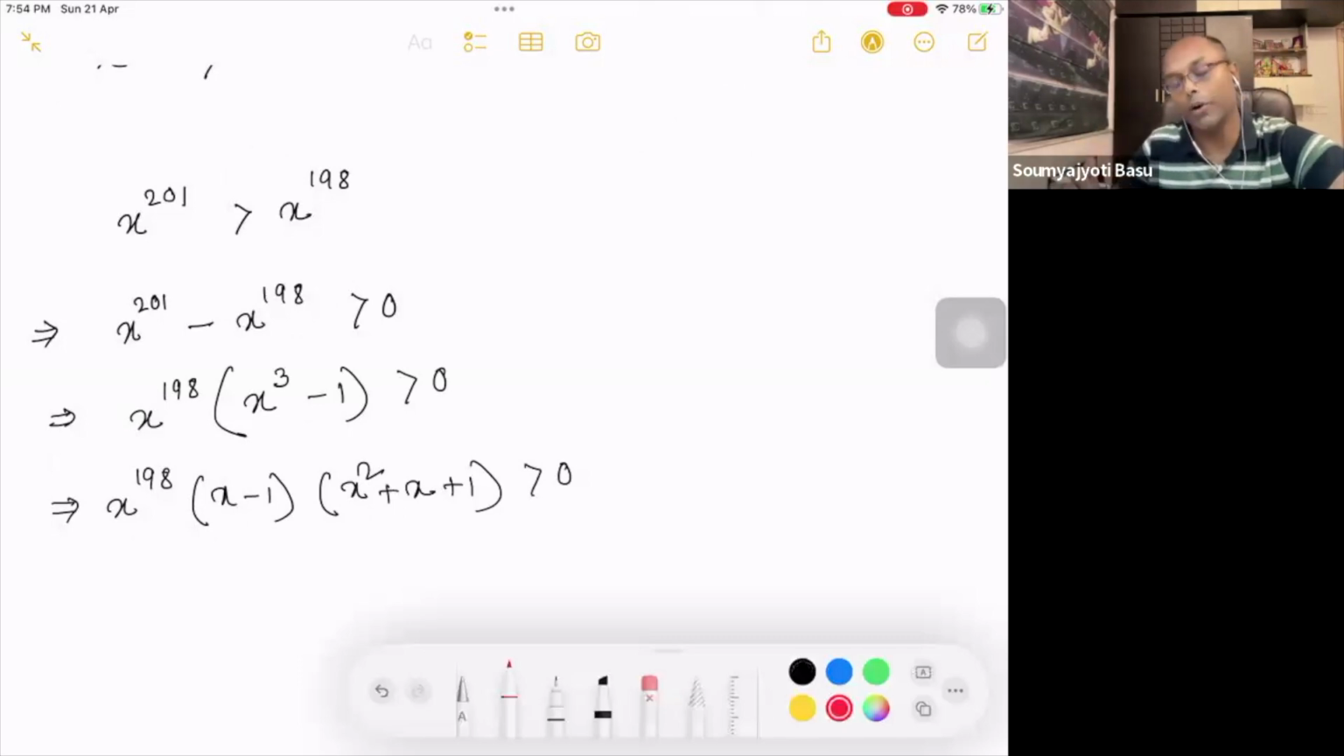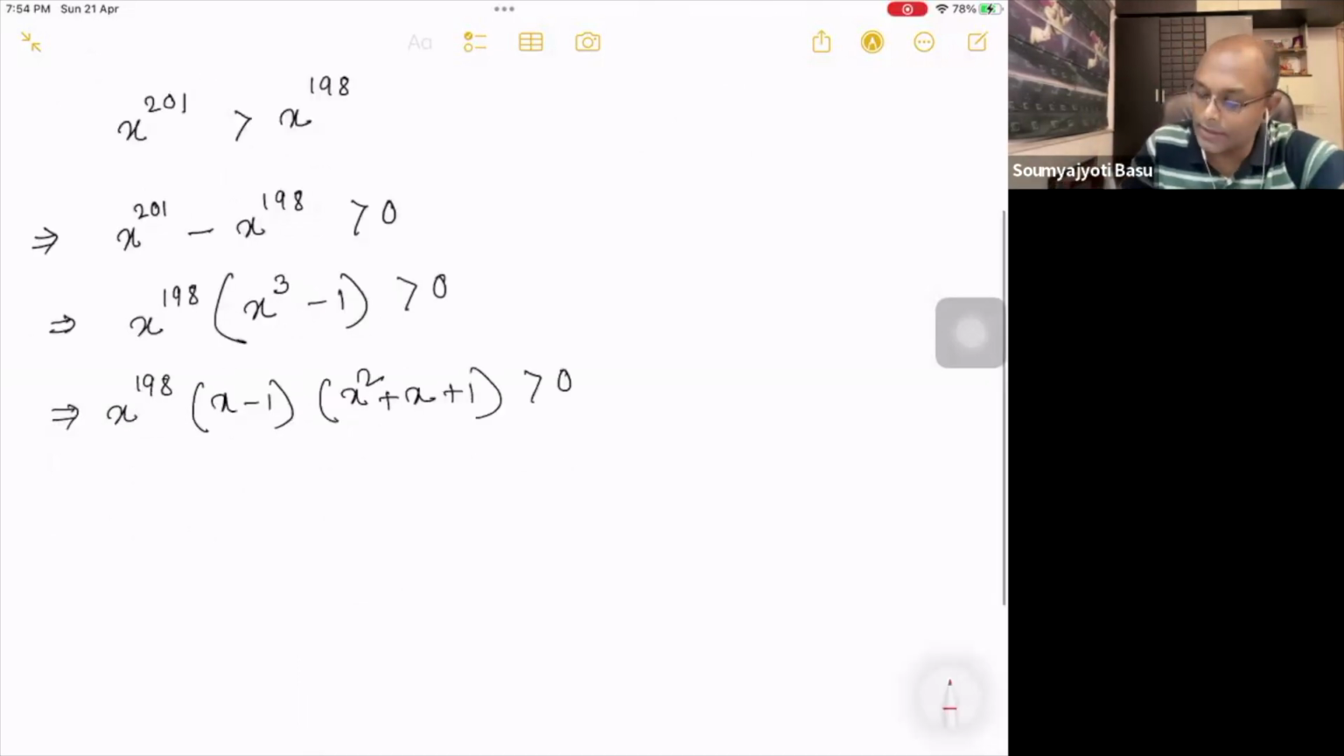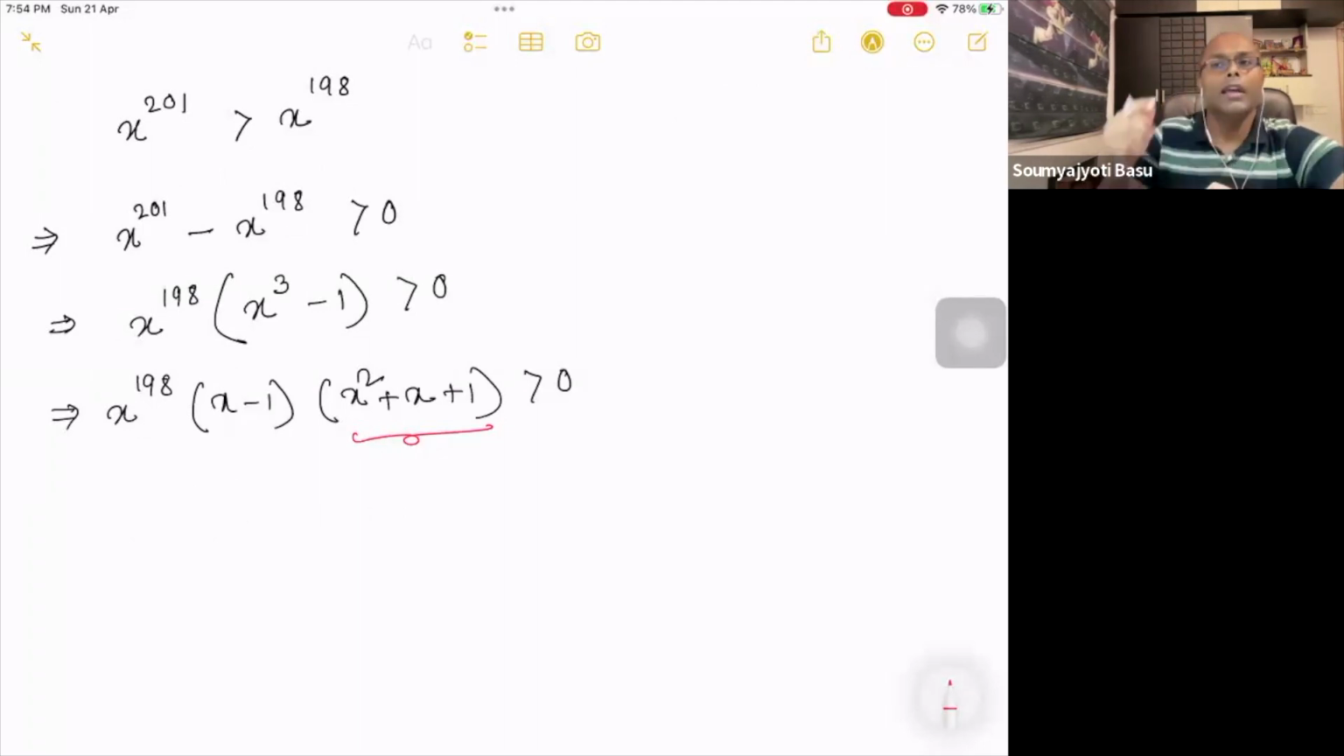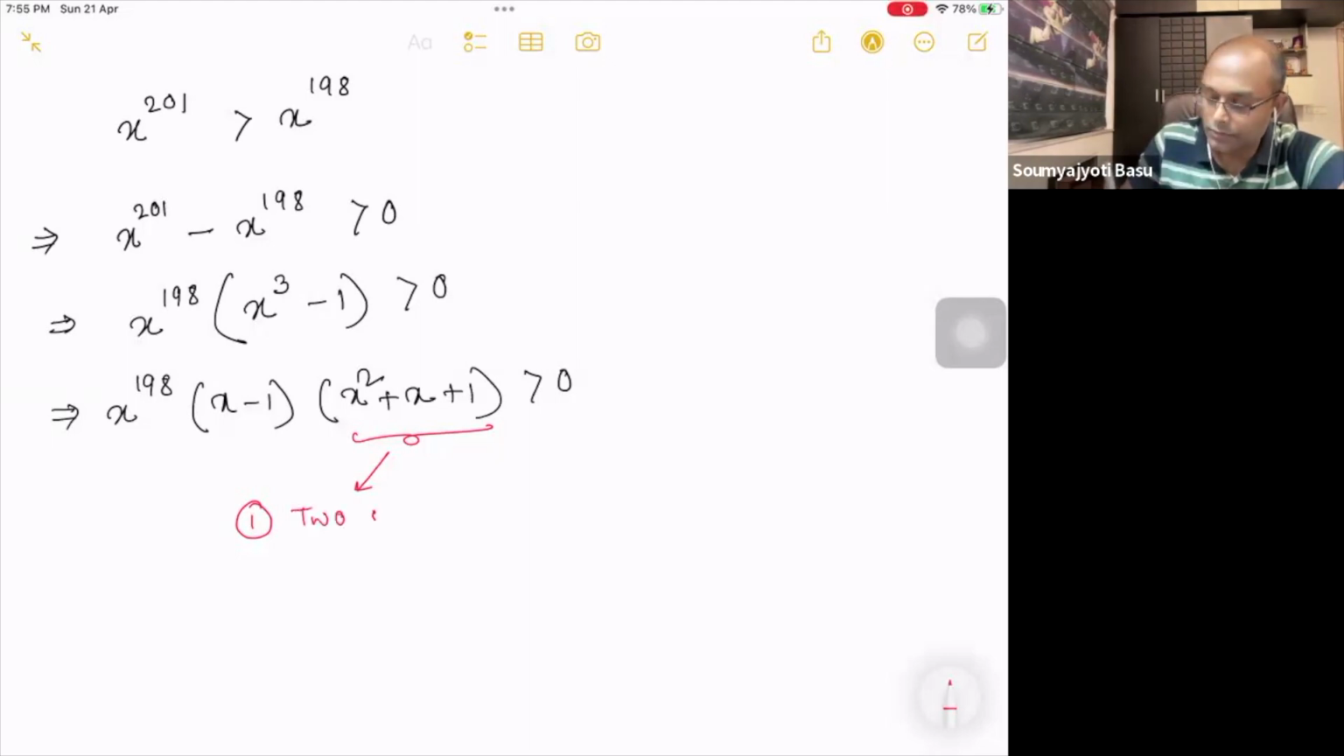Now here comes the important point in this problem. Look at this term, x square plus x plus 1. Can you factorize it further? No, you can't. Then what to do? That's the key question. If you can't factorize a particular quadratic equation, there can be two things. Number one, there can be two irrational roots. Since the roots are irrational, that's why you are not being able to factorize.